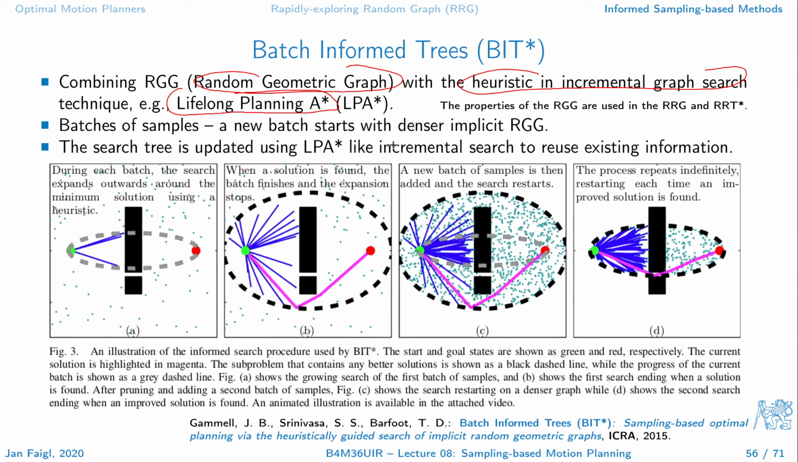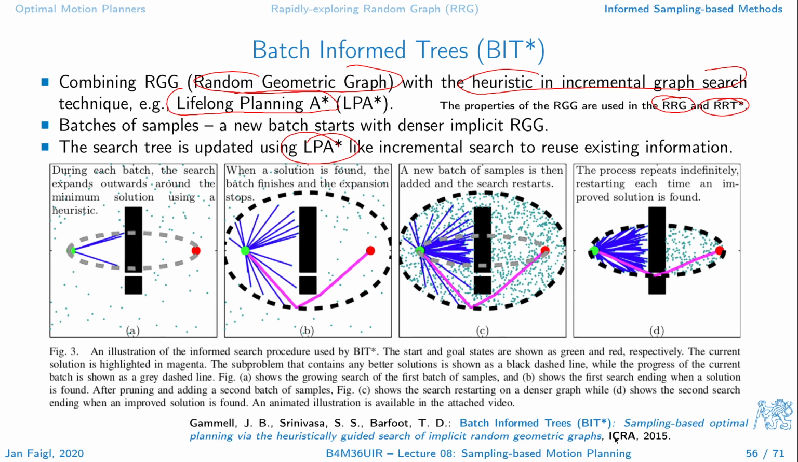So random geometric graphs are the theoretical foundations for our rapidly exploring random graph and RRT star. Here we consider that we can sample the locations, so we can create a batch of samples, and we will instantiate this random geometric graph and try to improve the solution. We will search the tree using lifelong planning A star with incremental search to reuse the existing information. So we incrementally add the samples and we consider this in a batch.